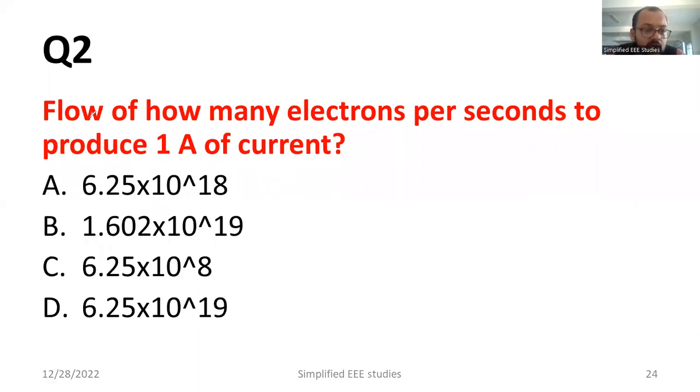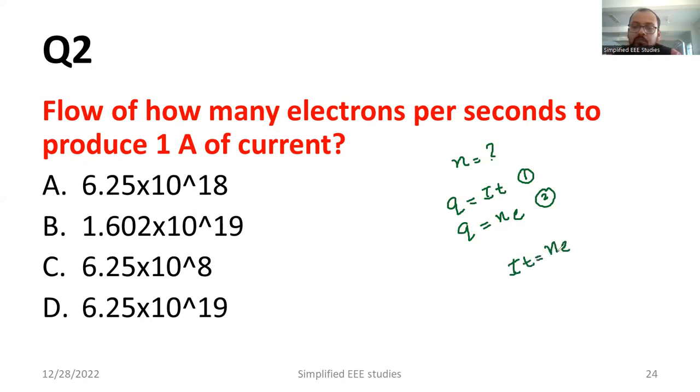The second one is: the flow of how many electrons per second produces 1 ampere of current? So you need to calculate the number of electrons. Everybody knows that Q is equal to I into T, current into time, that is equal to charge. Similarly, we have one more equation, Q is equal to N into E. If you equate these equations, then we can write I into T is equal to N e. From this, you can calculate N. N is equal to I into T divided by E.